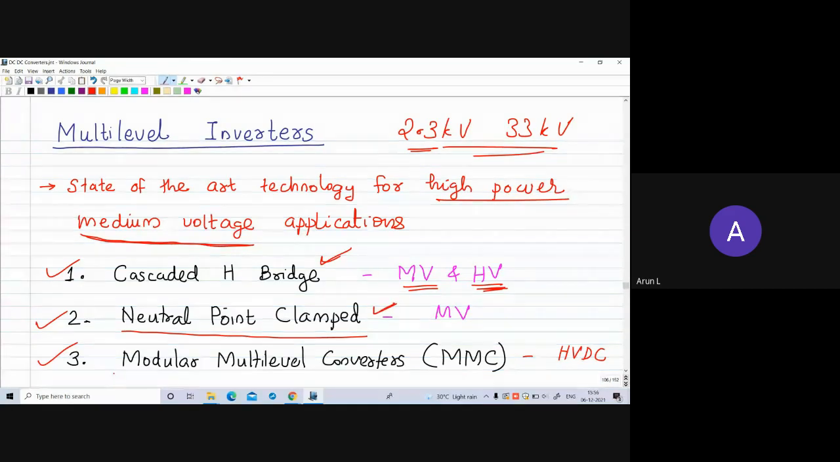Then the upcoming topology is modular multi-level converters, which are used in high voltage or extra high voltage, maybe in HVDC. So very large power they can also handle. In HVDC applications, power ranges to the megawatt range. So we will discuss cascaded H-bridge and modular multi-level converter.